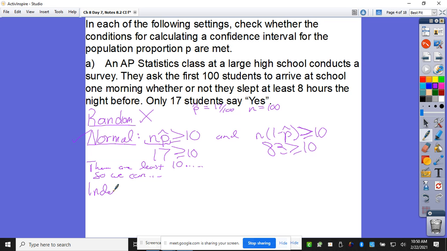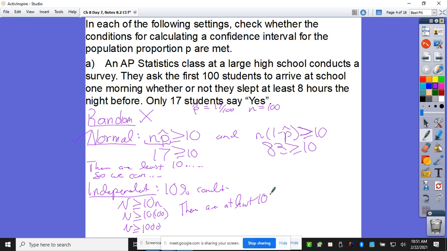Independent is checking what? That's not going to change at all, which is capital N is greater than or equal to 10 lowercase n. I have lowercase n, which is 100. And we would have to say there are at least 1,000 what? Students at school. I would just say students at this large high school.